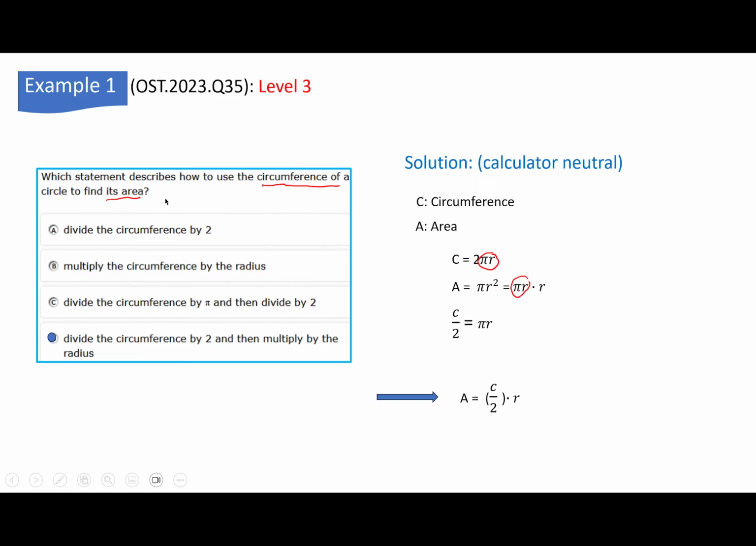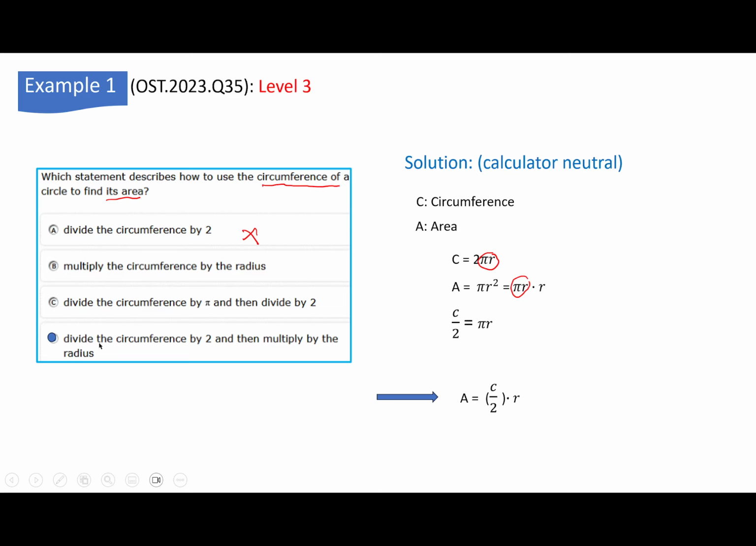Now I can go ahead and read here: divide the diameter by 2. That has nothing to do with this answer to begin with. I mean, you can cancel this right away. Multiply the circumference by the radius. You have to think about that. Divide the circumference by pi and then divide by 2. That's why when you look at this here, divide the circumference by 2, divide the circumference by 2, see?